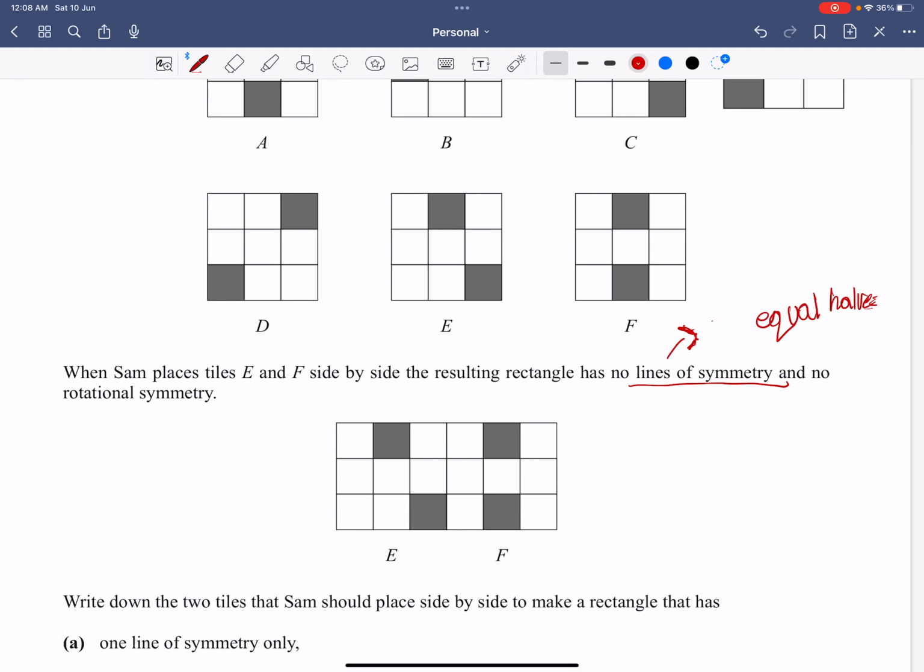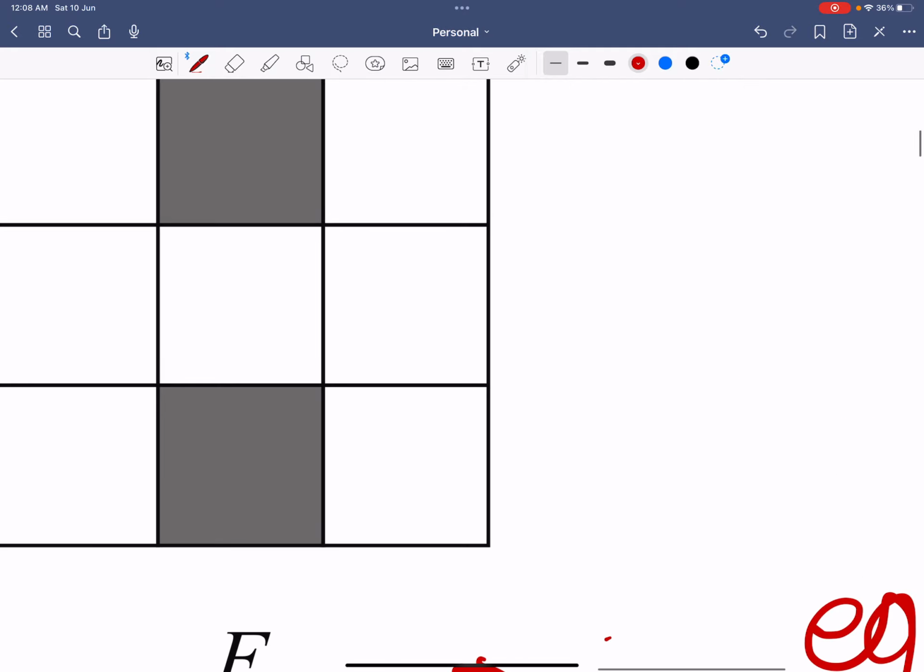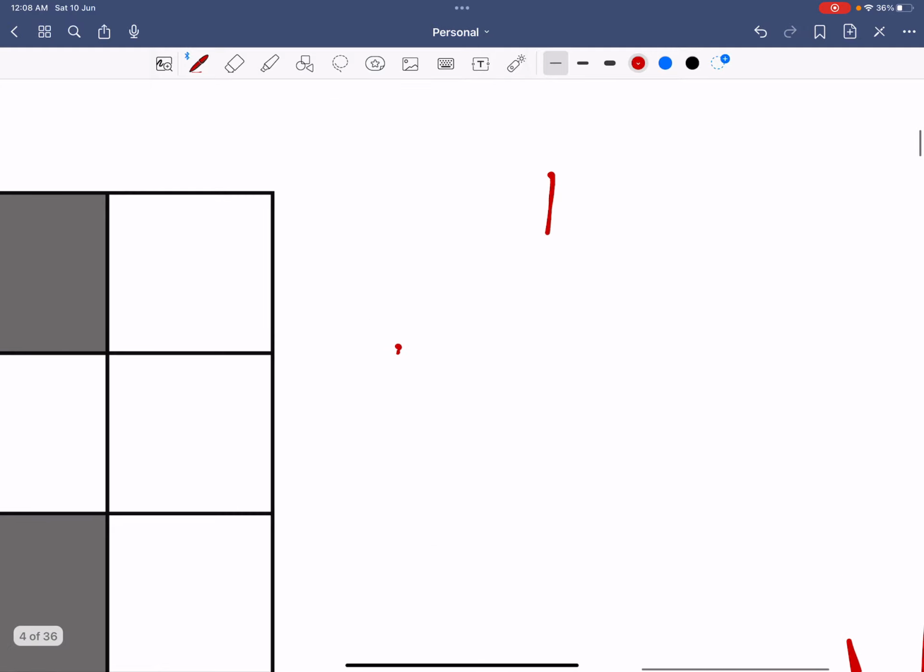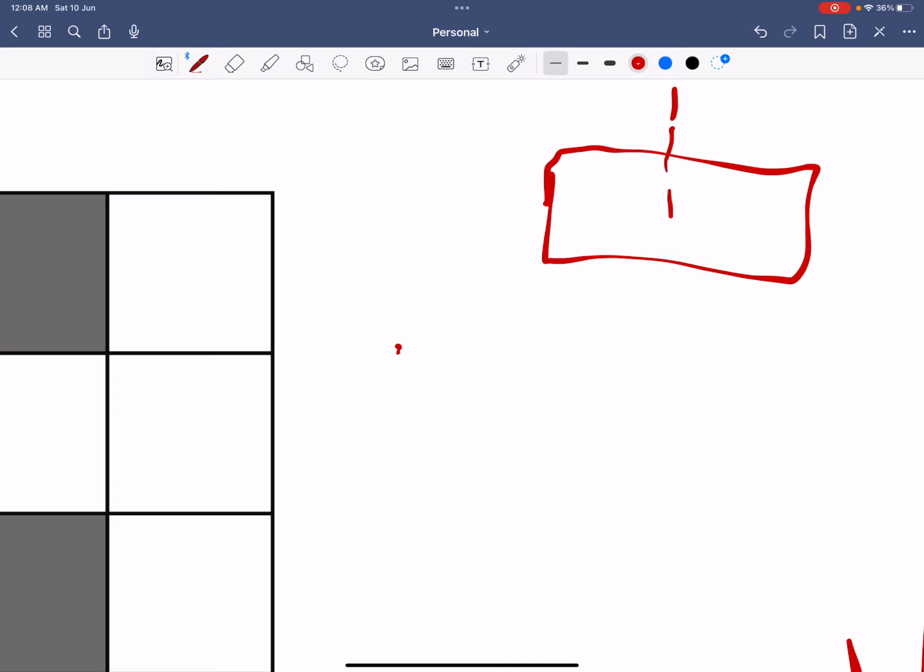So lines of symmetry means equal halves. Let's imagine a hypothetical figure like a rectangle. A line of symmetry can pass through here, which means such a line that splits the object into two equal halves. So this half is equal to this half. Why? Because both of them are congruent, both of them are the same.